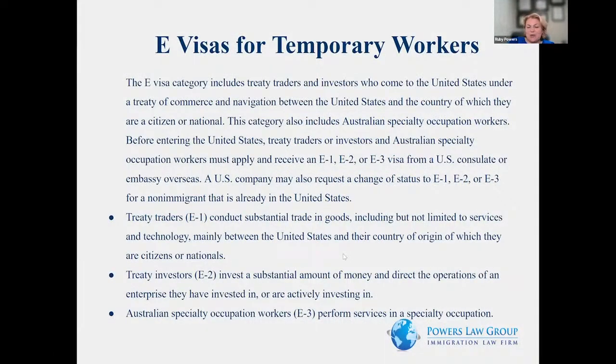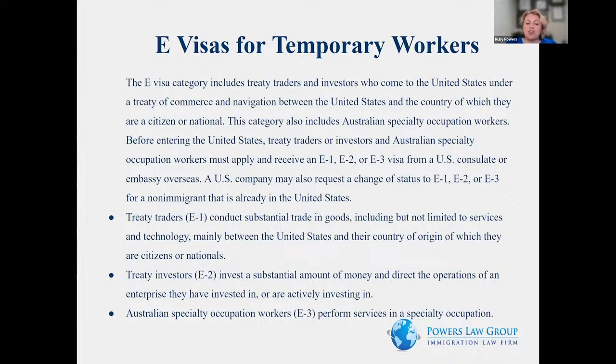As someone who's had my own business for 14 years, I really resonate with the E2 visa and E1 as well. The E visas are for a few different reasons, temporary workers, and some people don't realize that. There's the E1, which is the treaty trader, who conducts substantial trade in goods, including but not limited to services and technology, mainly between the US and the country of origin. Now, E2, which is what we're going to focus on today, is the treaty investor, who invests a substantial amount of money and directs the operations of an enterprise they have invested in.